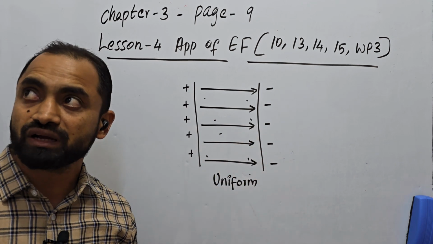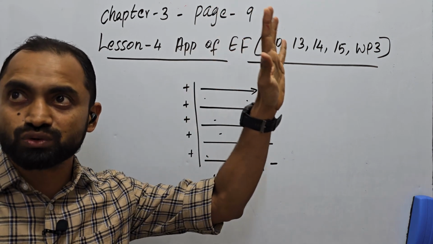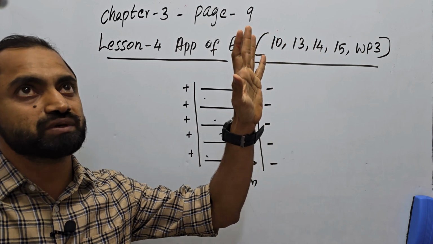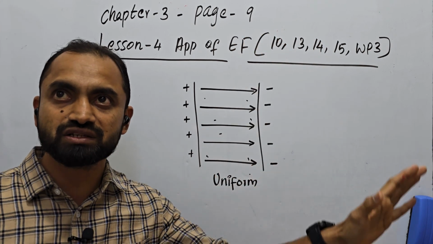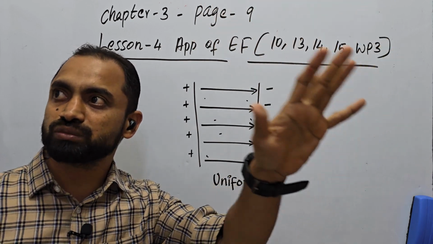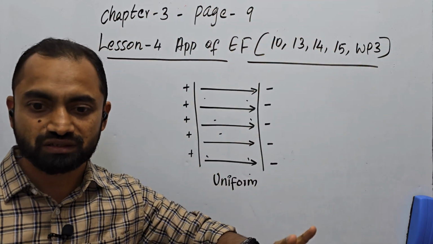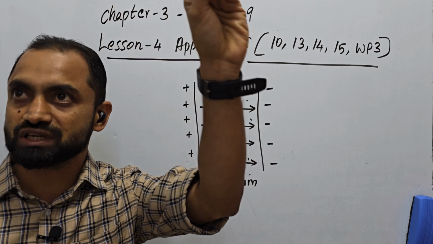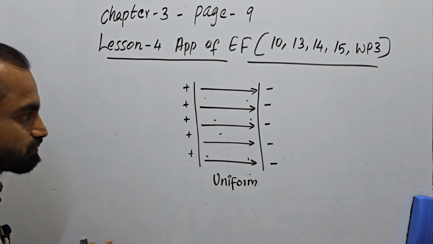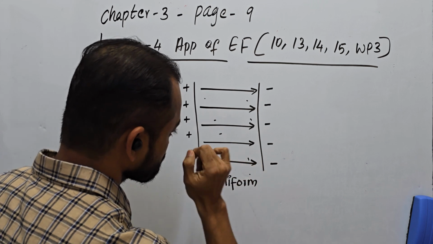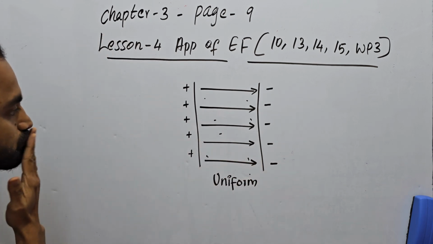For example, in this room the temperature will be almost the same everywhere. So I can say in this room there is a uniform temperature, correct? The temperature will be almost the same everywhere. Maybe near the AC it will be different. Okay, students, do you understand the meaning of uniform?